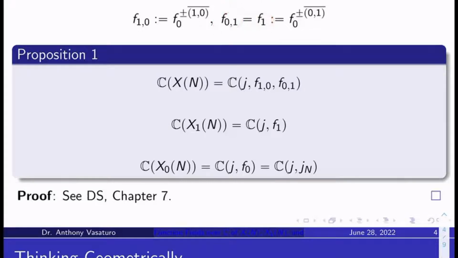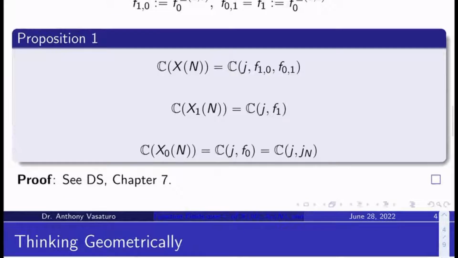And so we're essentially just deleting this. And then finally, the complex function field of x0 of n, the weight 0 functions invariant under gamma 0 of n, is just C adjoin J and f0. And it also happens to be just C adjoin J and J sub n. I defined all of these functions above. This is all proven in Diamond and Shurman chapter 7.